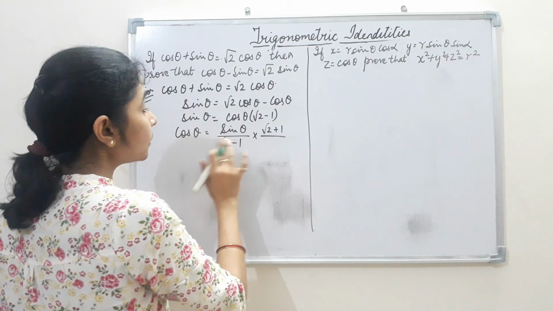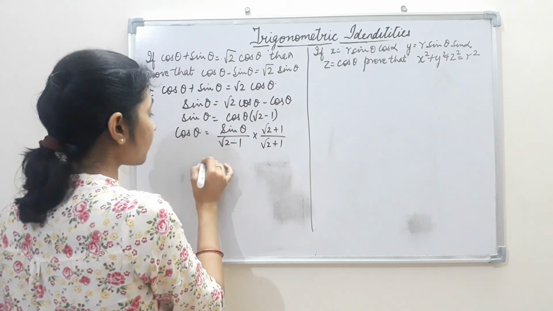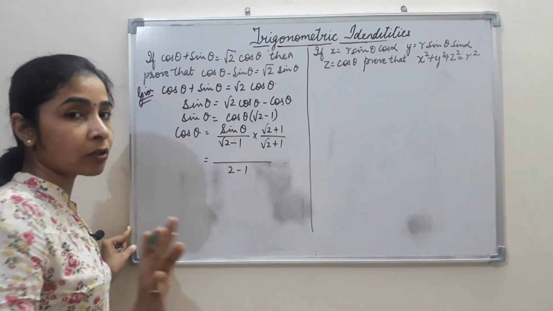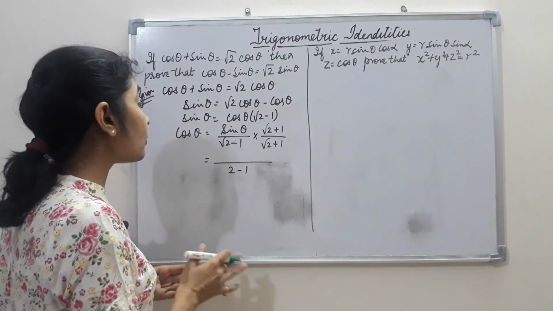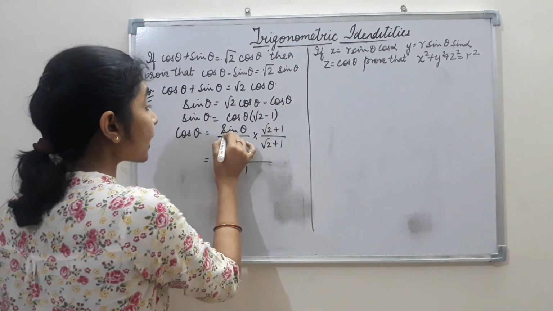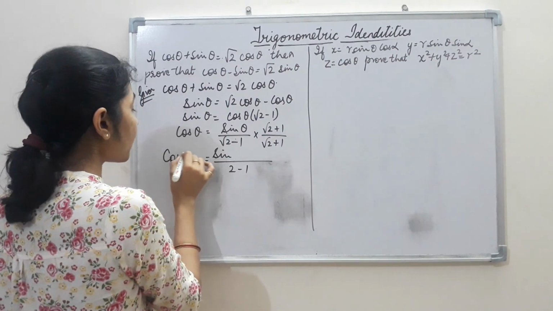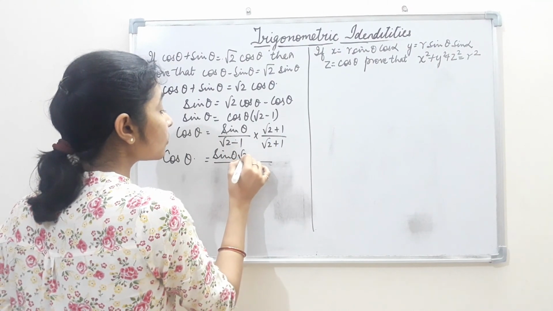So here we rationalize it: root 2 plus 1 upon root 2 plus 1. In the denominator we get 2 minus 1, which is 1, and that cancels by itself. Now in the numerator we have sin theta into root 2 plus 1. In the LHS I have cos theta, and here we have sin theta root 2.